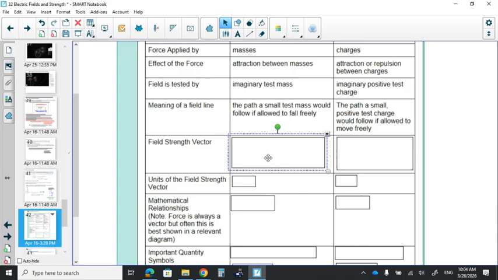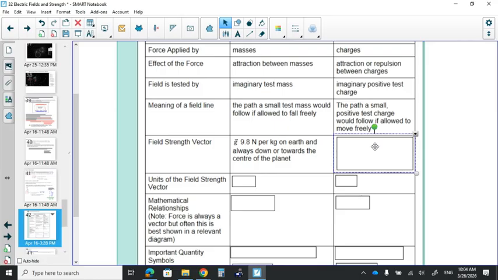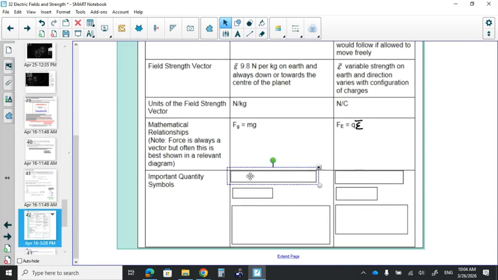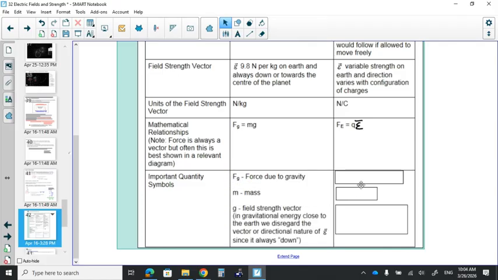So field strength vectors, the g and the curly E, the units, force per mass, force per charge, this is all review. F equals mg, whereas here Fe is going to equal qE. That's mass times gravitational field intensity versus charge times electric field intensity. So there are your symbols.